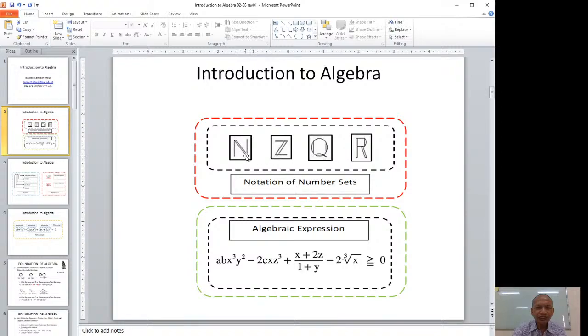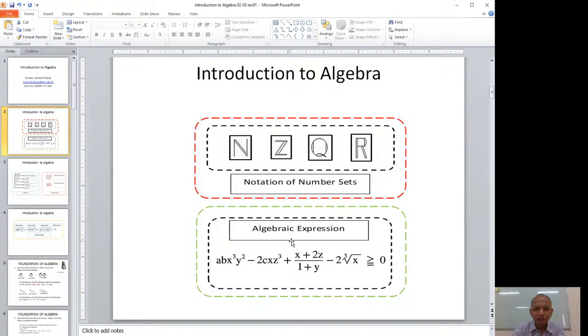We have the set of natural numbers N, the set of integers Z, the set of rational numbers Q, and then R. R is the set of all real numbers.